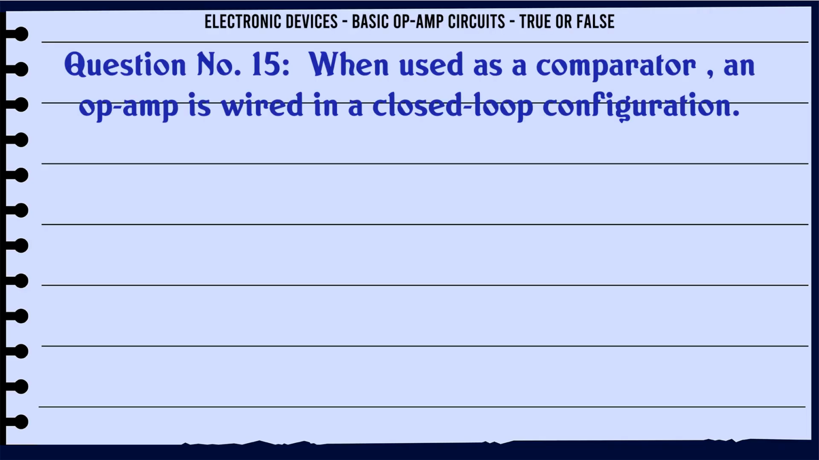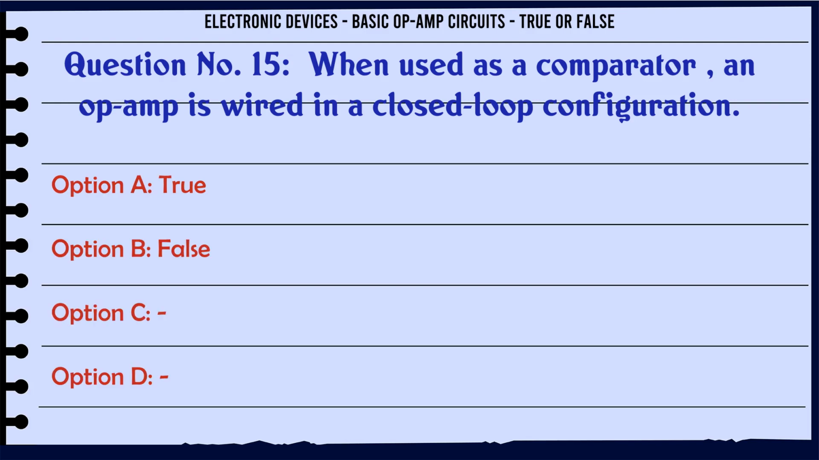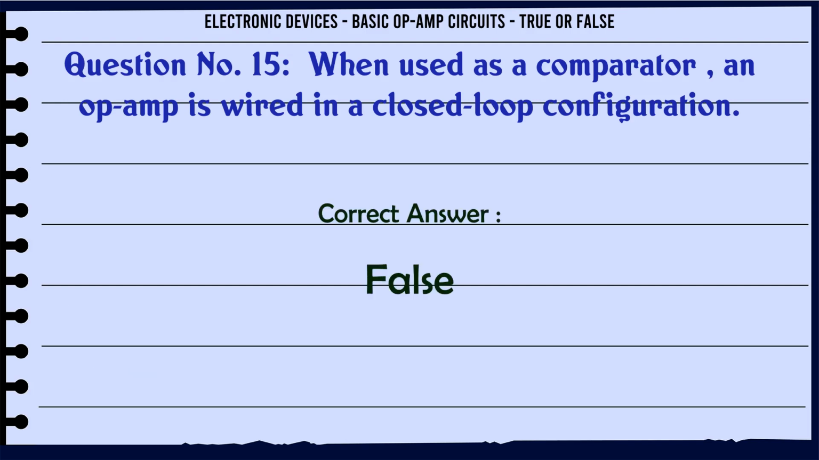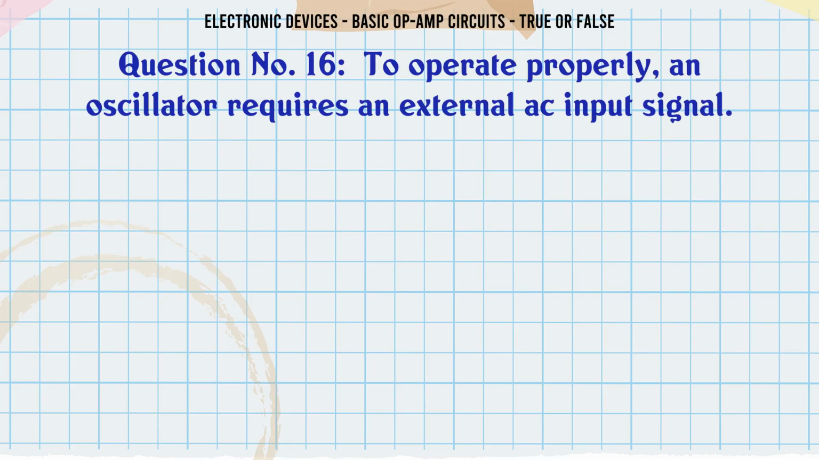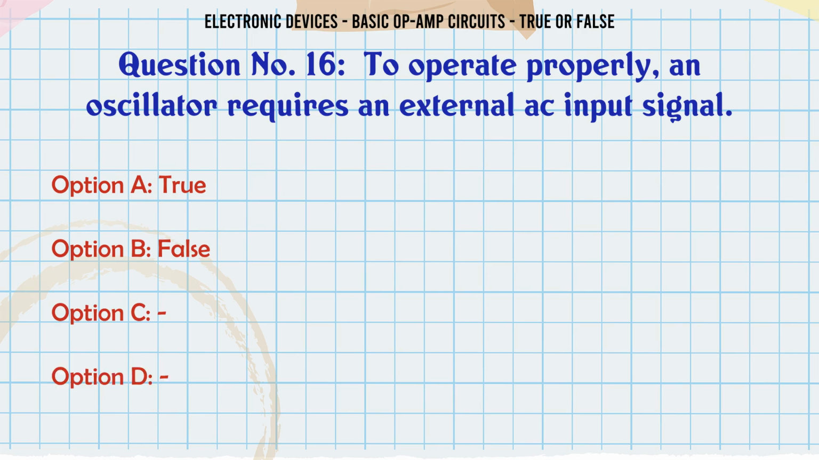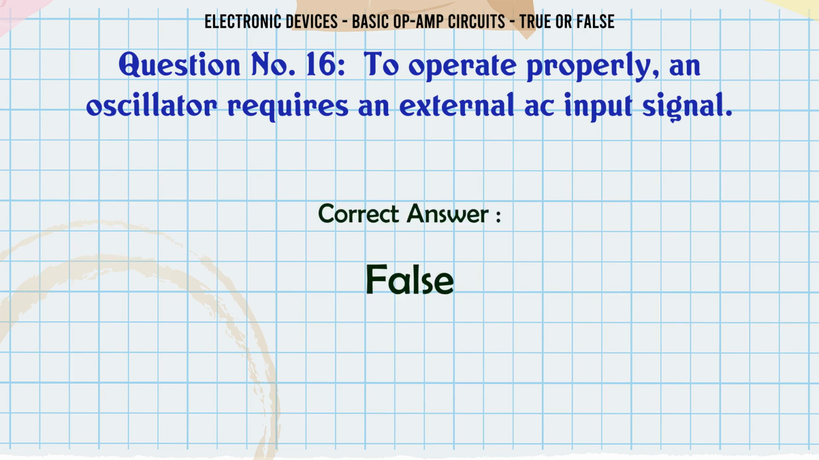When used as a comparator, an op-amp is wired in a closed-loop configuration. A. True. B. False. The correct answer is false. To operate properly, an oscillator requires an external AC input signal. A. True. B. False. The correct answer is false.